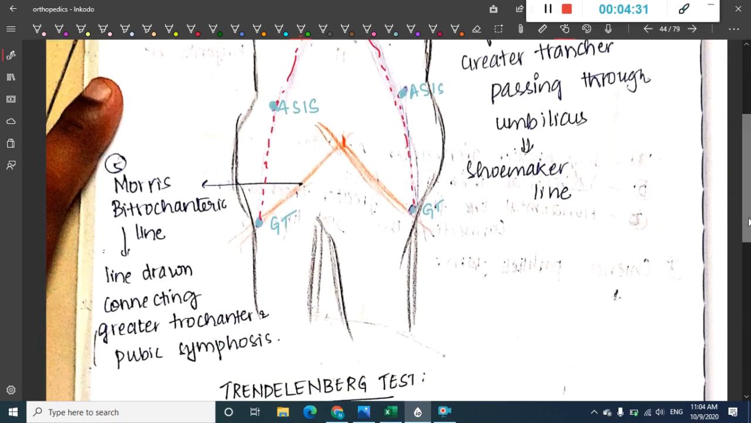Then we have one more line called Morris bitrochanteric line. Here you will find the pubic symphysis. You join the greater trochanter with the pubic symphysis on both sides. That is called Morris bitrochanteric line.